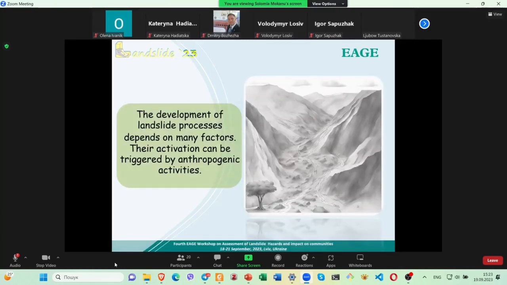The development of landslide processes depends on many factors. Their activation can be triggered by anthropogenic activities. The analysis of landforms and geomorphological processes is of great importance, as they form the basis for human activity, which often leads to the activation of hazardous exogenous geological processes and phenomena.